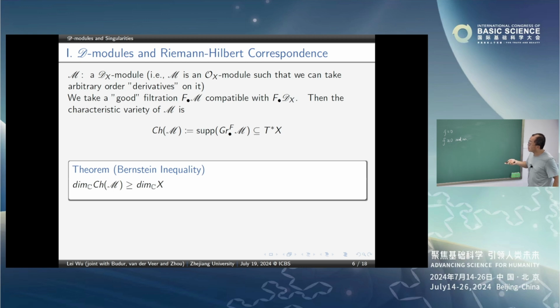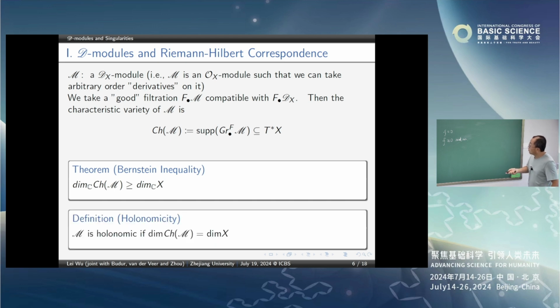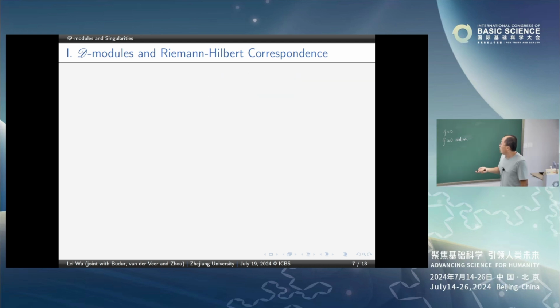Then the characteristic variety satisfies the so-called Bernstein inequality: the dimension of the characteristic variety is always greater than or equal to the dimension of the base space. The interesting case is when this inequality is an equality. So we define a holonomic D-module to be a module whose characteristic variety has dimension exactly the same as the dimension of the base space.